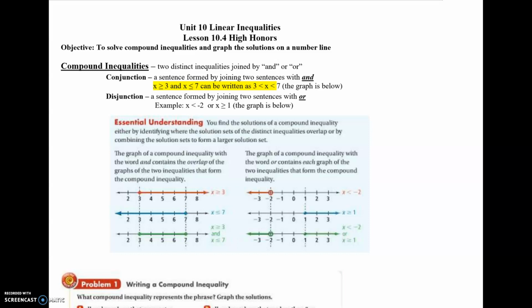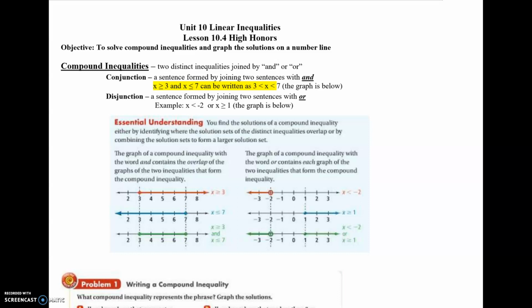So we're moving on today and we're continuing our unit on inequalities. We're going to look today at compound inequalities, and these compound inequalities use words that join inequalities together. So we'll have "and" as a word that would join an inequality, and that's called a conjunction.